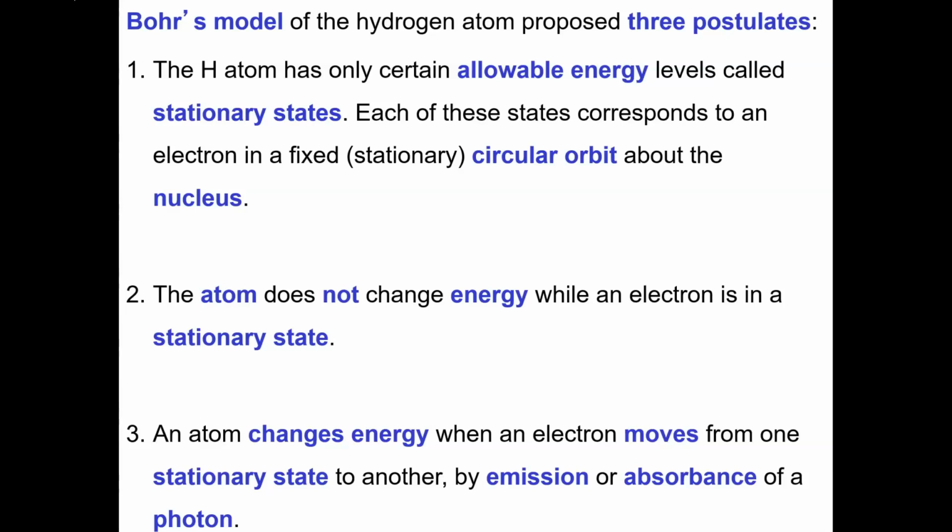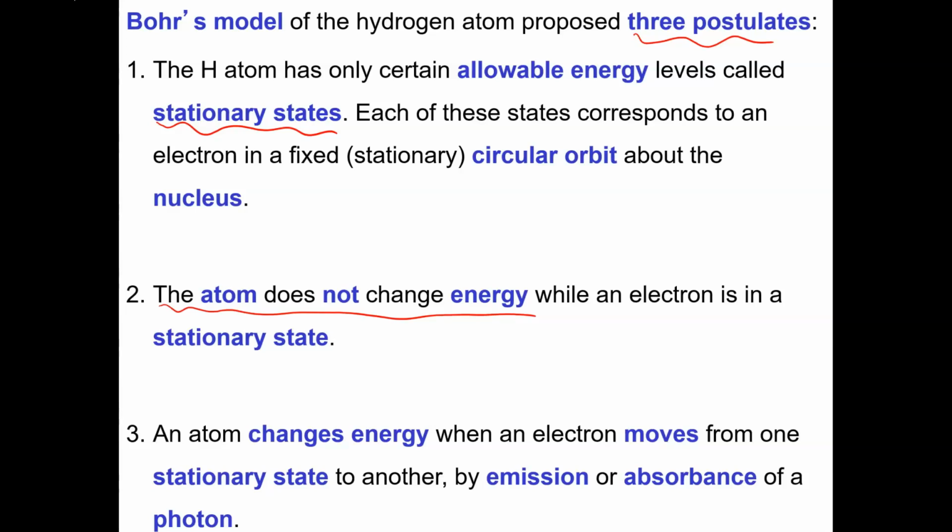So Bohr came up with a model of the hydrogen atom based around three key ideas. He said that the hydrogen atom only has certain allowable energy levels, and he calls these stationary states because when the atom is in one of these stationary states, it neither gains nor loses energy. It's just kind of stable. And what those states correspond to is an electron in a fixed stationary circular orbit around the nucleus. This is a little odd because when electrons move in circles, they normally radiate energy, so this is a little bit controversial.